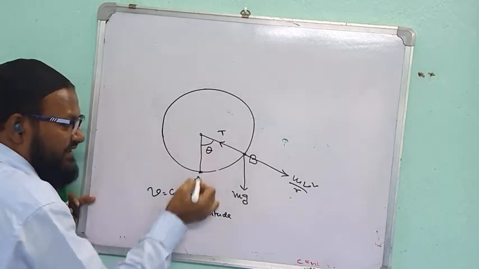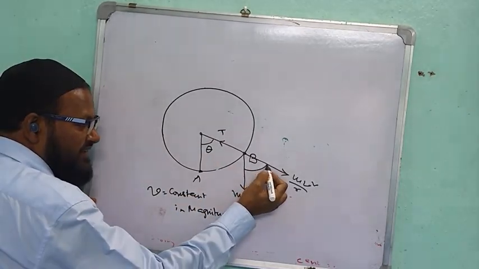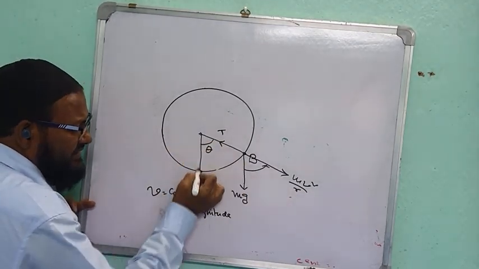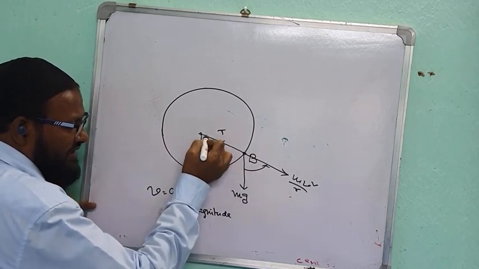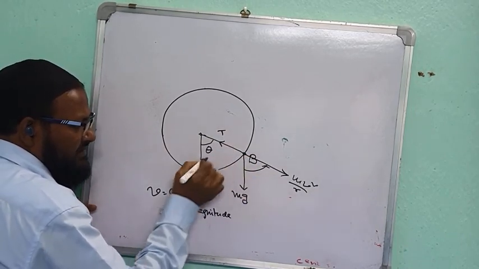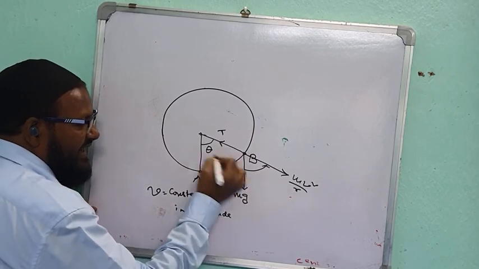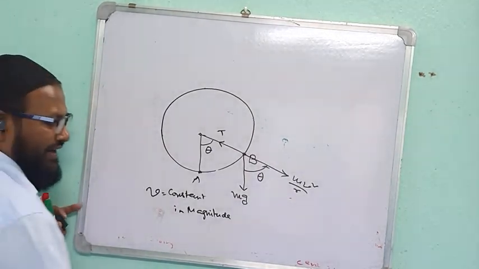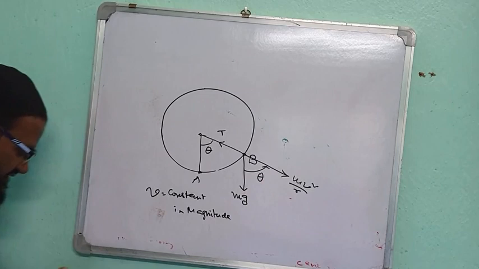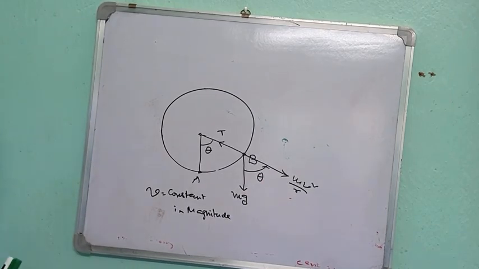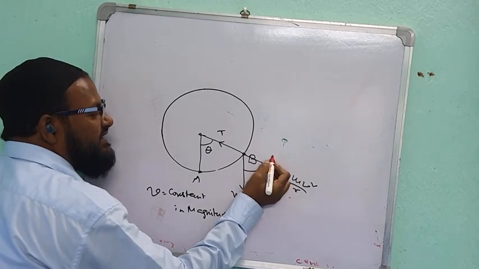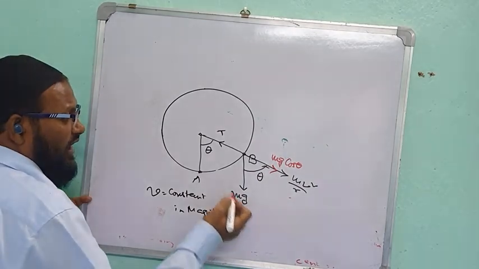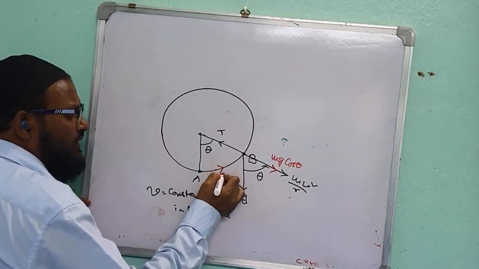These two lines are vertical, therefore this line and this line are parallel to each other, and this line connects them. This angle and this angle are corresponding angles. Now, what is the component of mg in this direction? The angle is known, so the component is the cos component. Now, the body is moving like this.